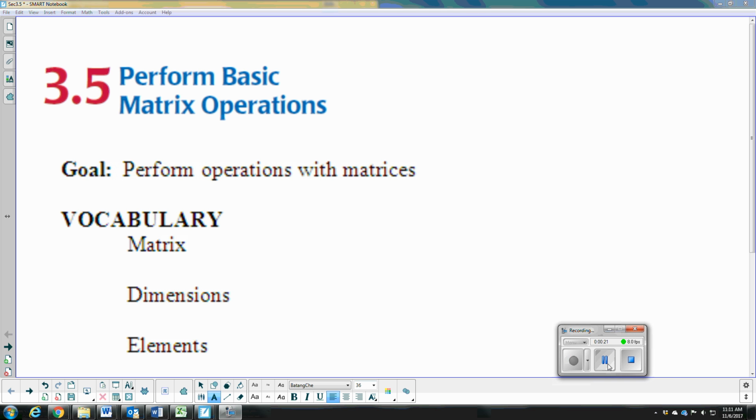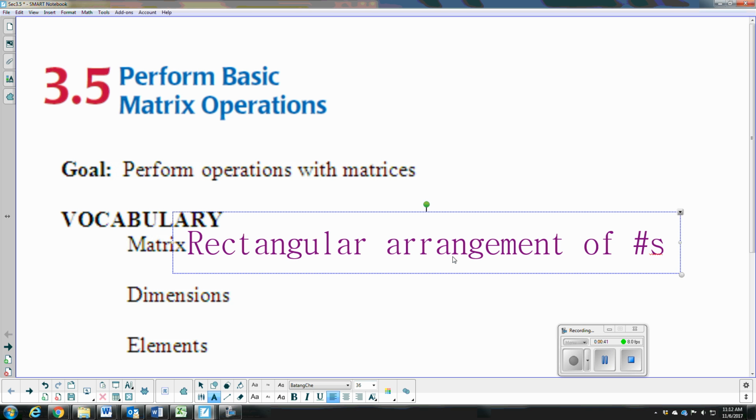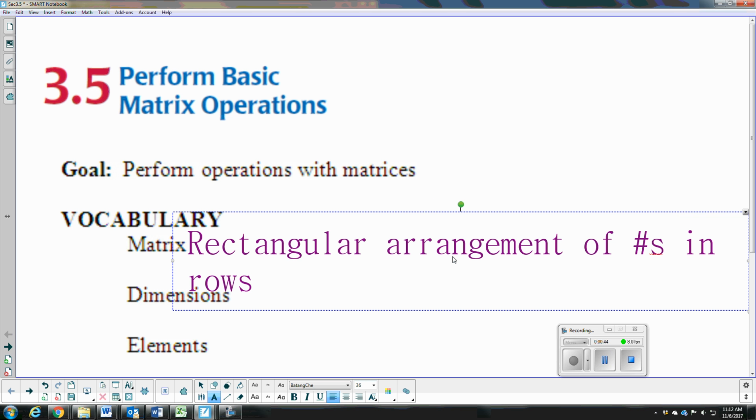So just a few definitions to begin with. The first term that we have is matrix. And the definition of matrix that we're going to use is a rectangular arrangement of numbers in rows and columns.